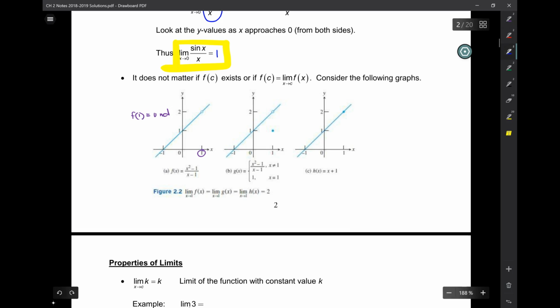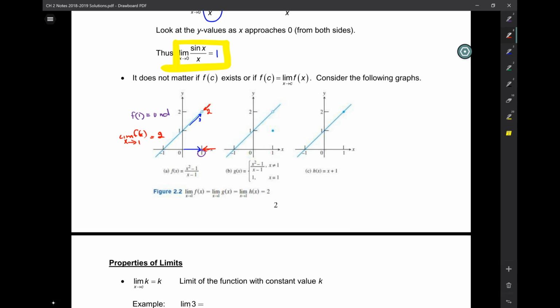Now let's take a look at the limit. As I'm approaching 1 from the left-hand side, vertically, what value is the graph approaching? 2. As I'm approaching 1 from the right-hand side, vertically, what value is the graph approaching? 2. So here's the limit. If from the left and the right, they're approaching the same value, then the limit of f of x as x approaches 1 is defined. It's 2. Okay?